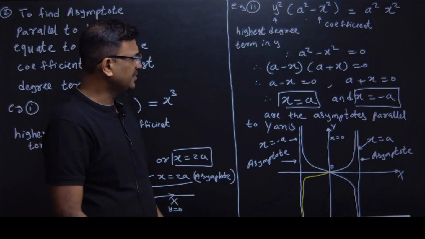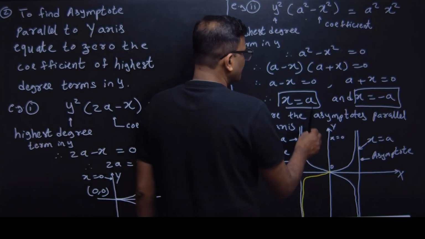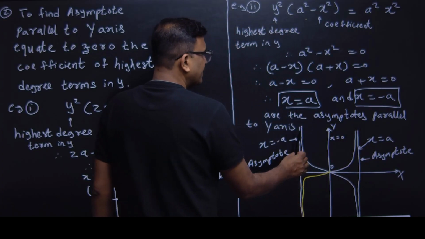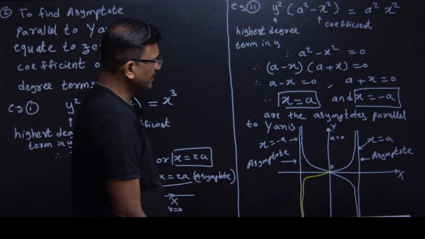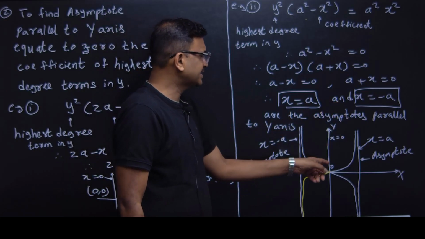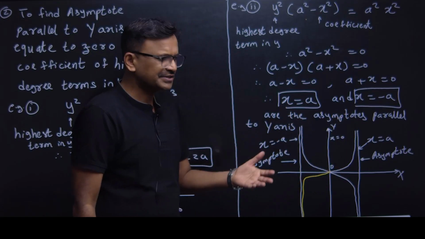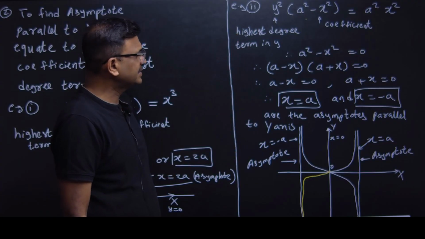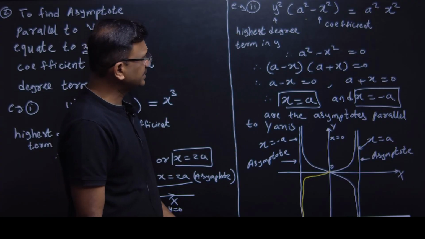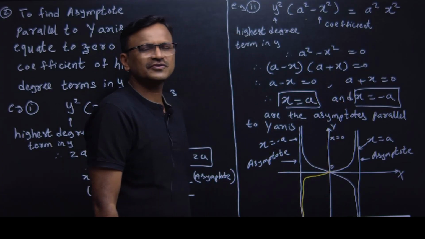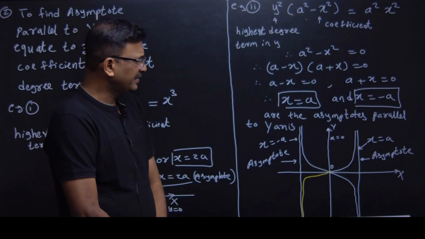Remember, this is our y-axis, that is x is 0. X is plus a will be on the right hand side of y-axis, whereas x is minus a will be on the left hand side of y-axis. And our curve in this case is going to run parallel to both x is a as well as x is minus a, because they are the asymptote. You'll observe that this curve is symmetric about both x and y axis. So whatever is the nature of the curve above x axis, same will be the nature of the curve below x axis.